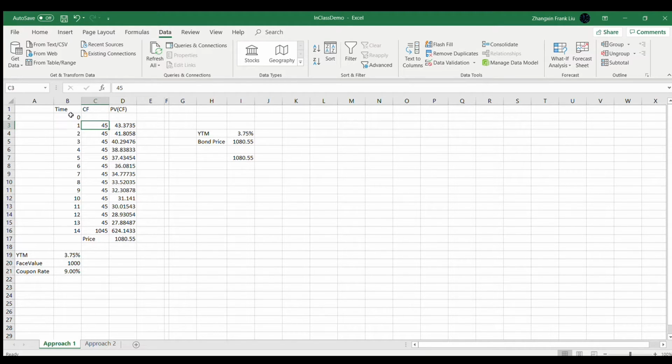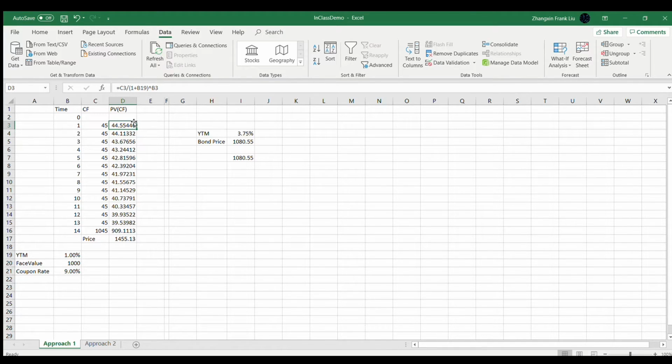So here I list out the timeline. So 0, 1, 2, 3, 4, 5, up to 14. And here is the individual payment, 45, 45, 45, to 1045 at the end. So here I just set the yield to maturity to be, say, 1% again. And my present value will be each cash flow divided by 1 plus my interest rate, power to my corresponding time period, right?